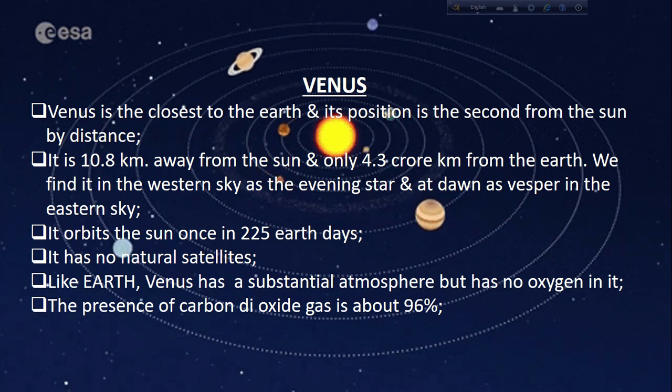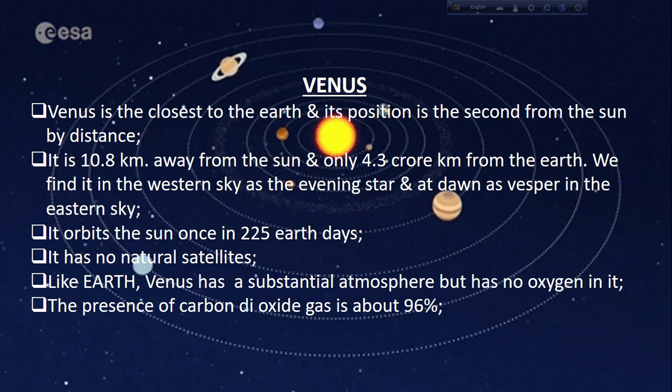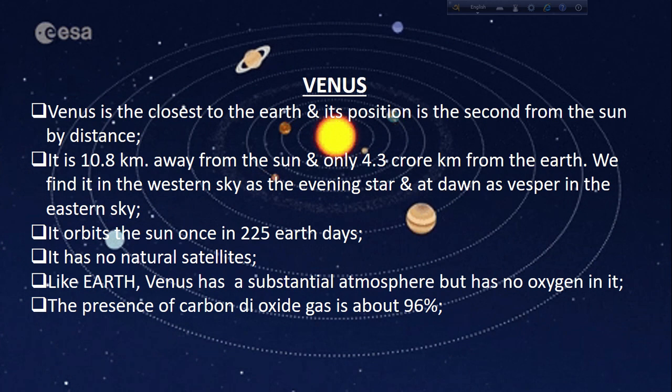It is 10.8 kilometer away from the Sun and only 4.3 kilometer from the Earth. We find it in the western sky as the evening star and at dawn as Vesper in the eastern sky. It orbits the Sun once in 225 Earth days.